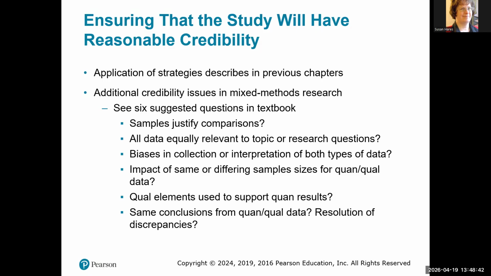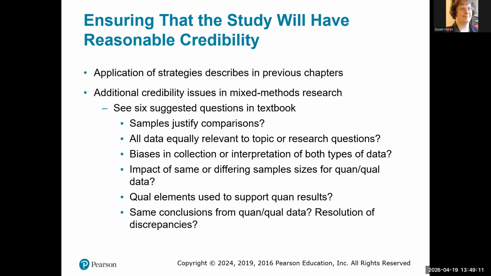Is all data equally relevant to the topic of the research question? Are there biases in the collection and the interpretation of both data? You come with biases if you're doing theological research, with the things you find for your personal theology, or that you work within a denomination that has theological biases. You also work with your history and your culture.